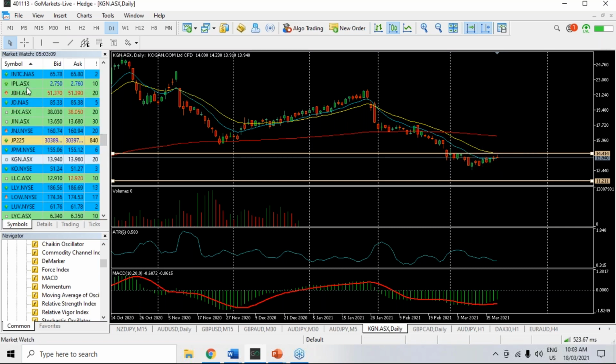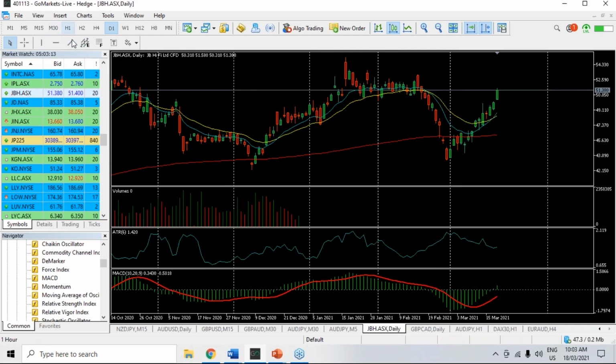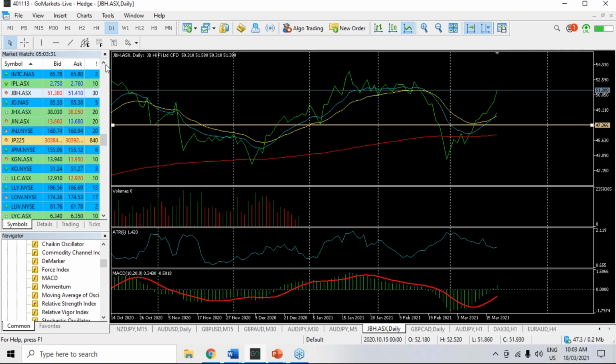If we look at JB Hi-Fi, looking strong. We actually suggested that this was a good level to get into last week. Sure enough, that has happened. It would have exceeded our profit target, of course, at this stage.